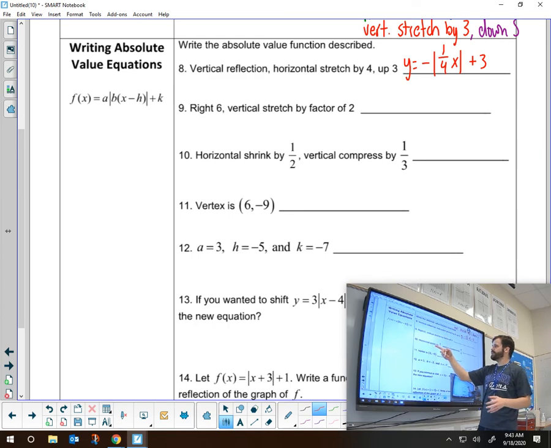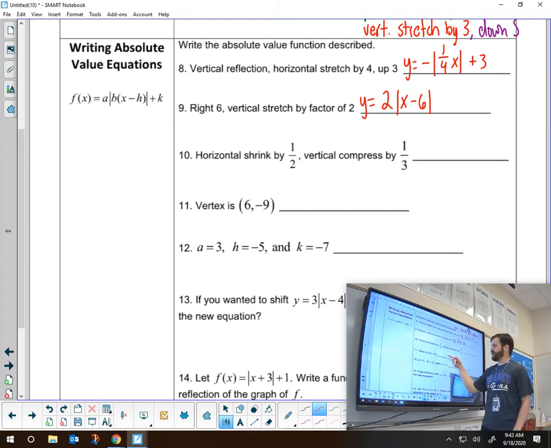Next one, right 6. So that means my h is 6. But remember, when I plug it in, it's going to be backwards. So we're going to do x minus 6 on the inside of my absolute value. And we have a vertical stretch by a factor of 2. So we're going to have 2 on the outside there. Okay?